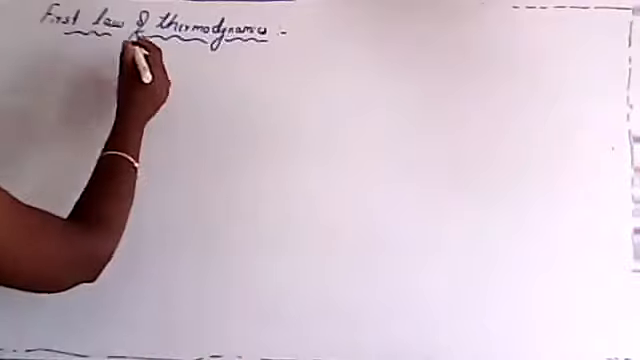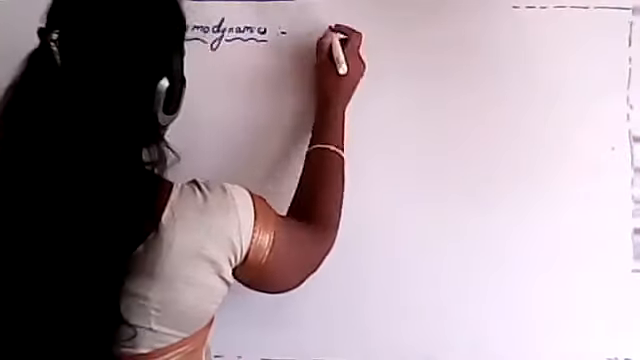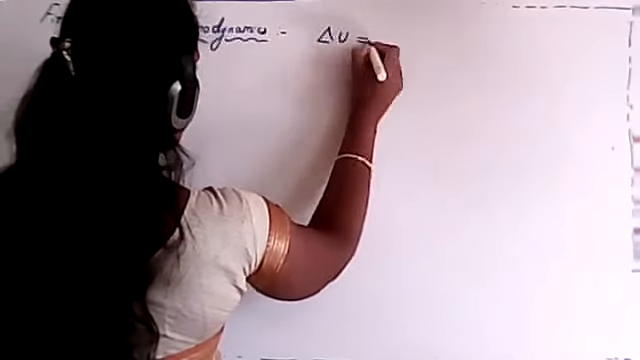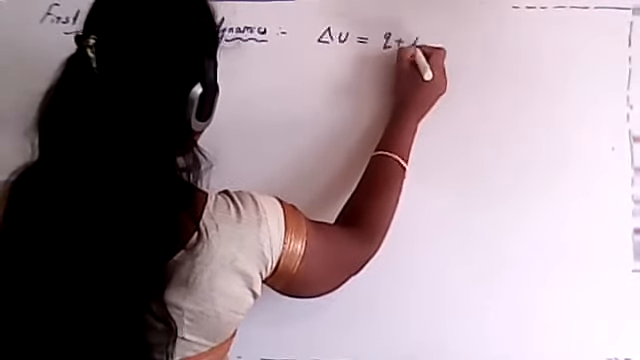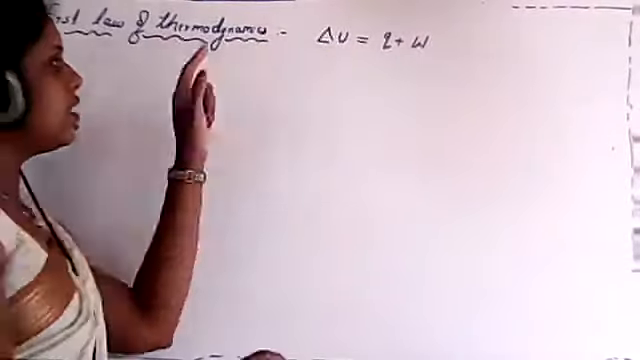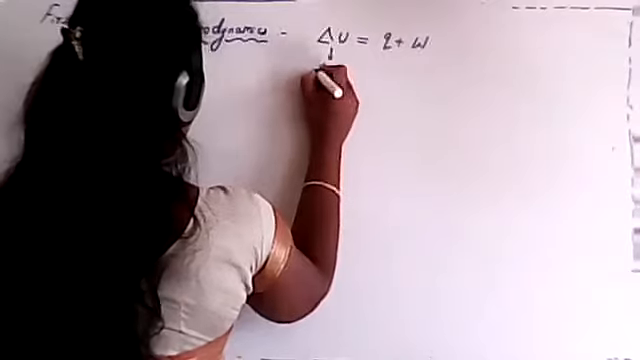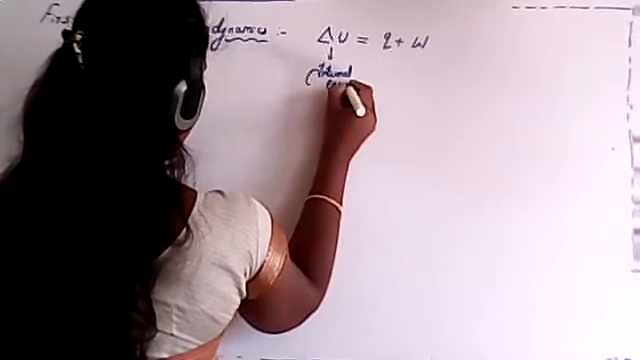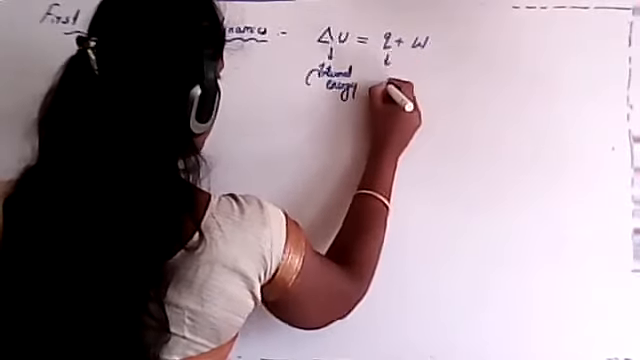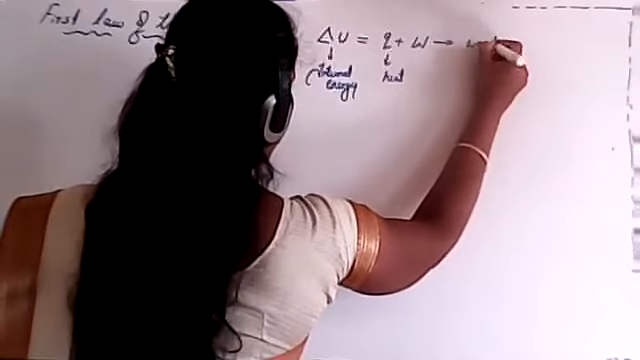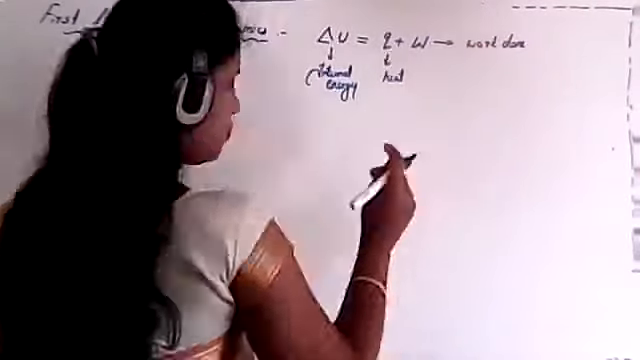And the mathematical expression for the first law of thermodynamics is very important. Delta U is equal to Q plus W. Delta U is the internal energy. Q, what is Q, students? Q is nothing but heat. What is W? W is nothing but work done.